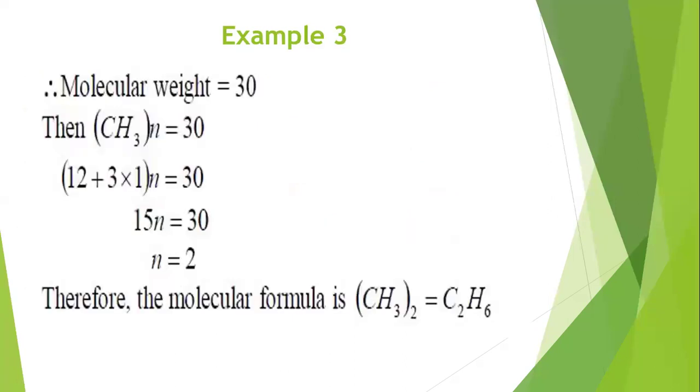As we said before in the previous slide, the molecular weight is 30. So from there, you can calculate the molecular formula as given here. CH3 in bracket n is equal to 30. Substitute the values of the relative atomic masses. So 12 plus 3 times 1 in bracket n is equal to 30. So 15n is equal to 30, so the value of n is 2. Now that value of n is substituted into the empirical formula. Therefore, the molecular formula is C2H6.